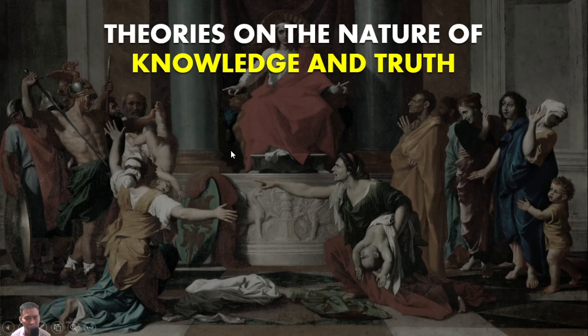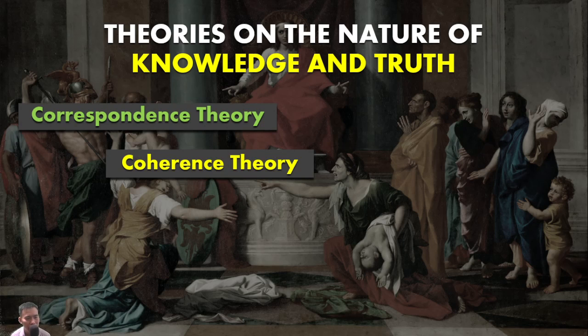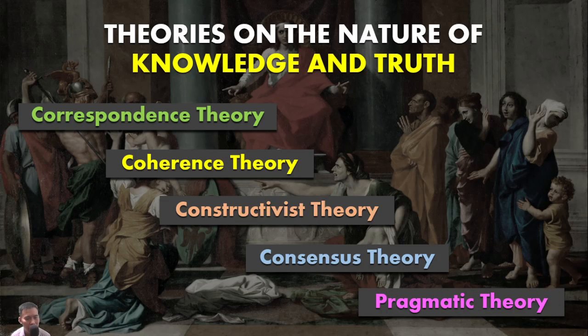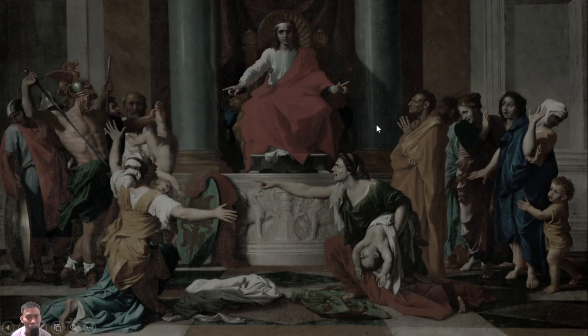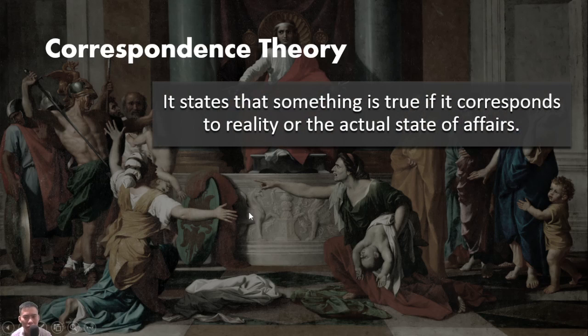Okay, so the first one is also known as correspondence theory, coherence theory, constructivist theory, consensus theory, and pragmatic theory. Let's talk about first correspondence theory. So what is correspondence theory? It states that something is true if it corresponds to reality or the actual state of affairs.